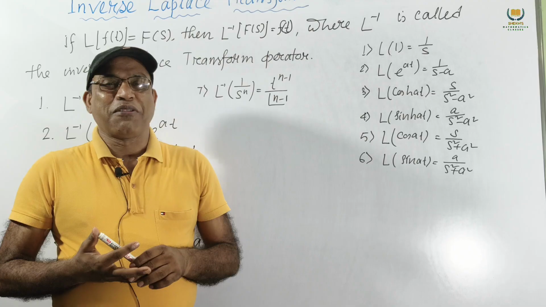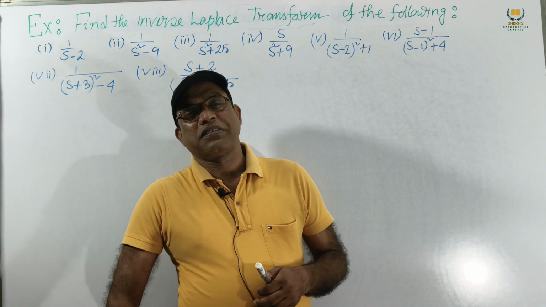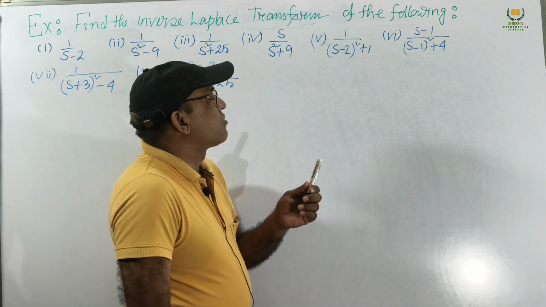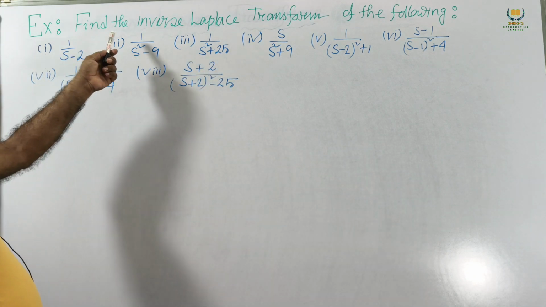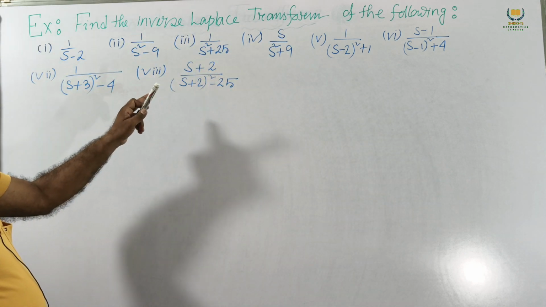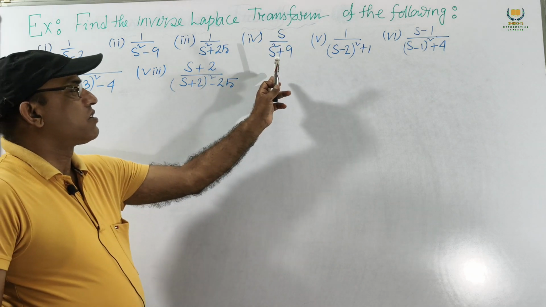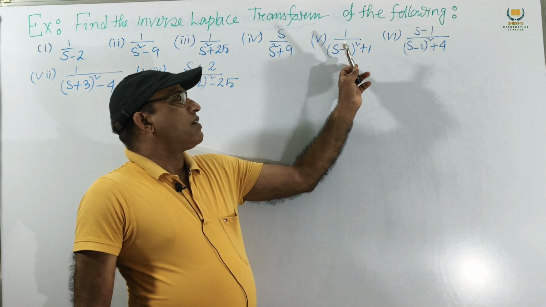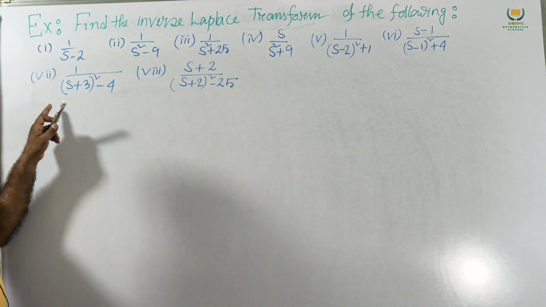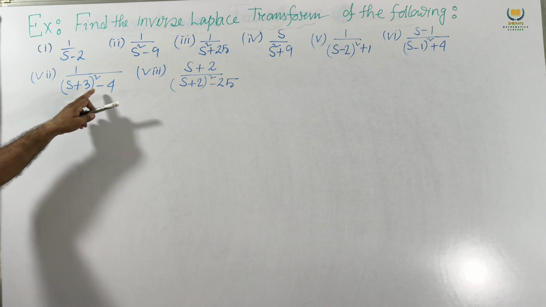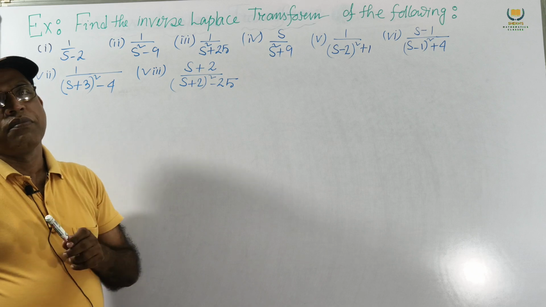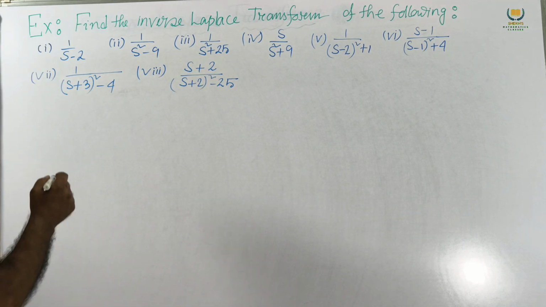Now let us consider some problems about inverse Laplace transform. These are very easy problems and the solutions are also very easy. Find the inverse Laplace transform of the following: 1 by s minus 2, 1 by s square minus 9, 1 by s square plus 25, s by s square plus 9, 1 by (s minus 2) whole square plus 1, s minus 1 by (s minus 1) whole square plus 4. Number 7, 1 by (s plus 3) whole square minus 4. And number 8, s plus 2 by (s plus 2) whole square minus 25. Now the solution starts.